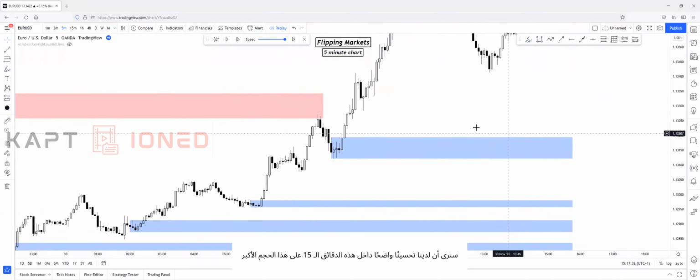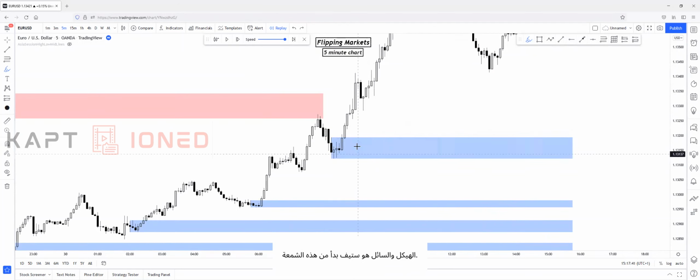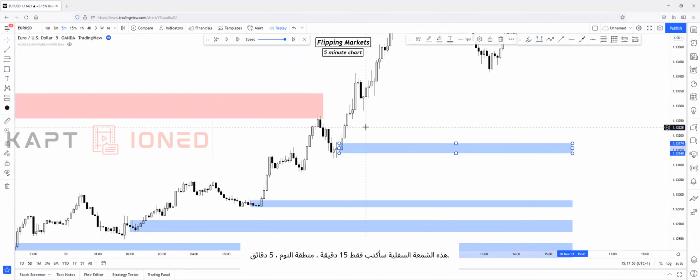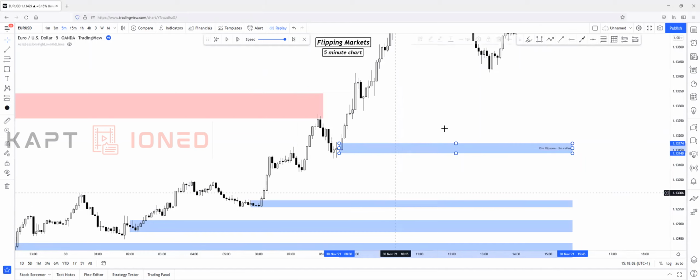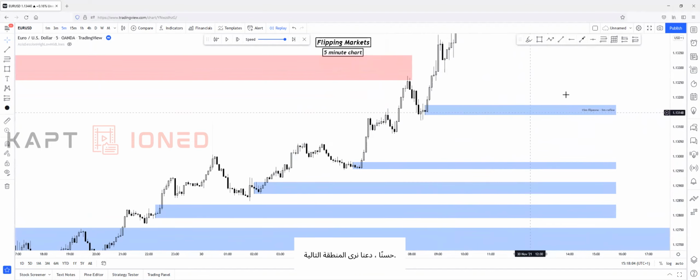You will see that we have a clear refinement inside of this 15-minute zone, this bigger zone. We have a smaller 5-minute candle, this one, and the inefficient push and the breakout structure and liquidity sweep started from this candle. So this will be our perfect refinement. As you can see, we can refine this downside candle, and I will just type 15-minute flip zone, 5-minute refine. Okay, let's see the next zone.